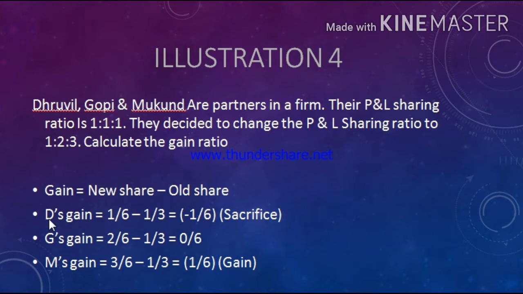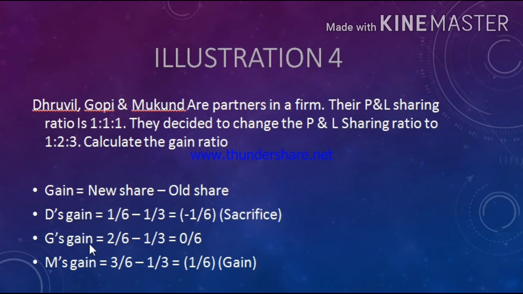Now, first of all, D's gain, I have written short form of Dhruvil, that is D. D's gain is equal to 1/6. What is the new share of the three partners? Out of that, Dhruvil share is 1/6. So 1/6 minus old share, that is 1/3. 1/6 minus 1/3 is equal to minus 1/6. Again I am repeating, if by applying the formula of gain, that is new share minus old share, the answer comes negative, it is sacrificed by that partner. It means here D is sacrificing 1/6 share of his profit.